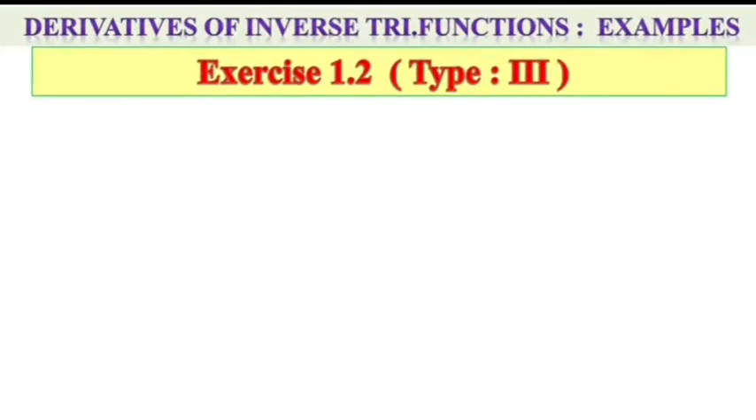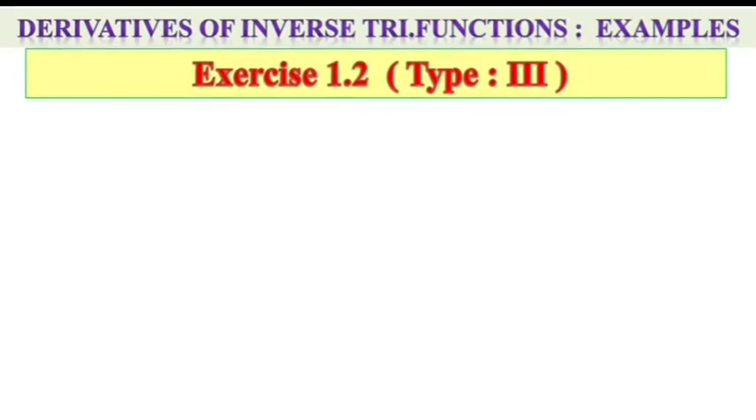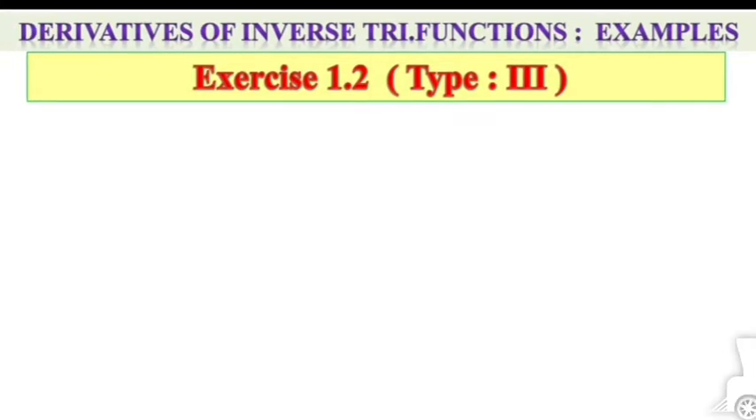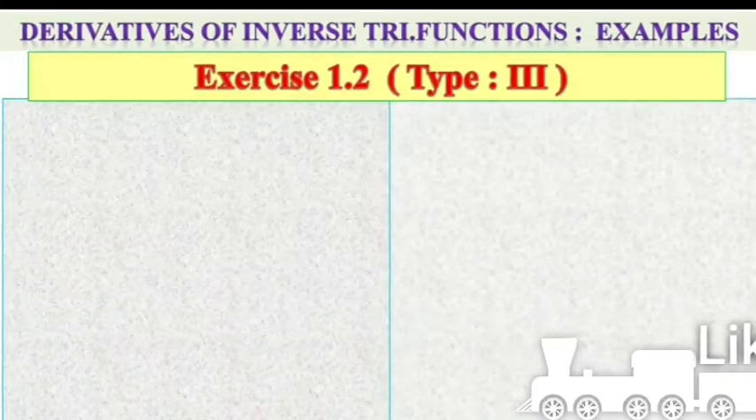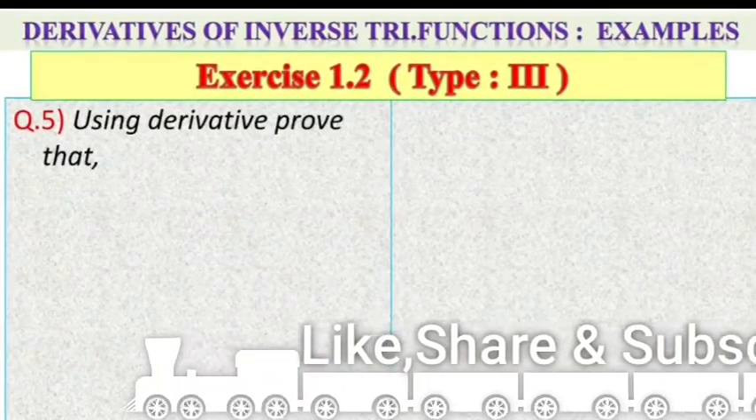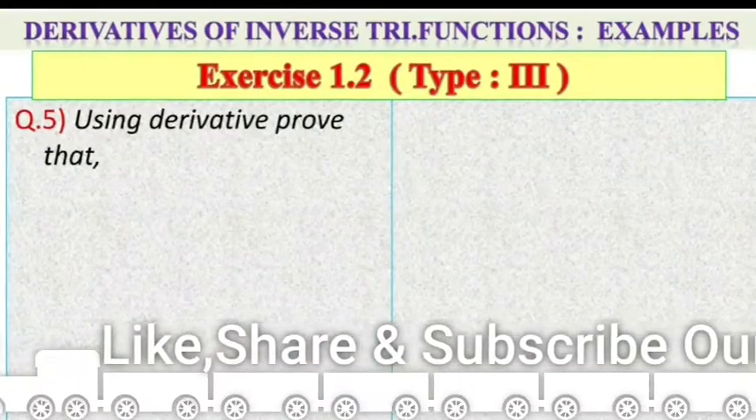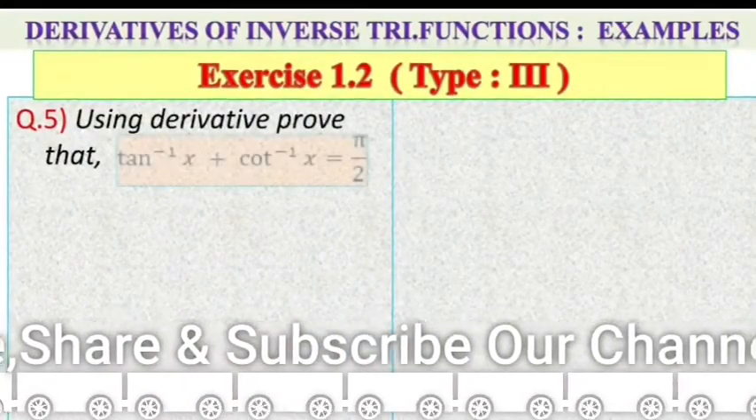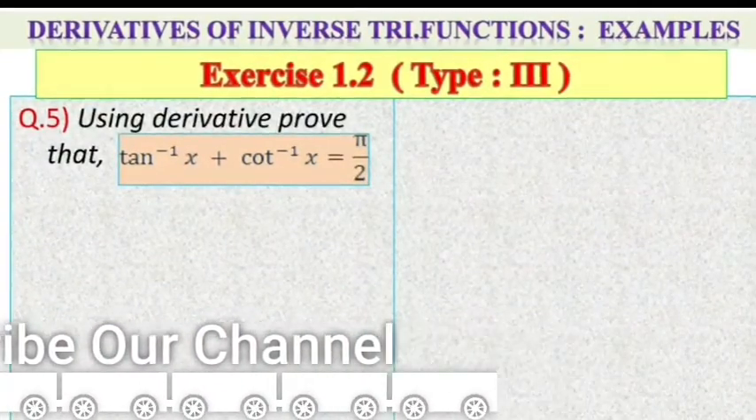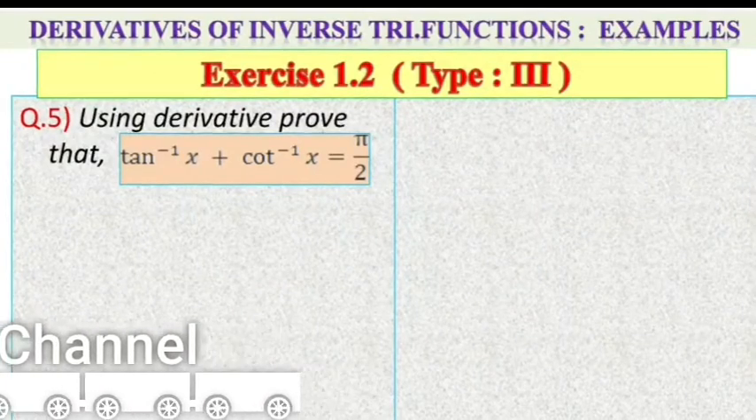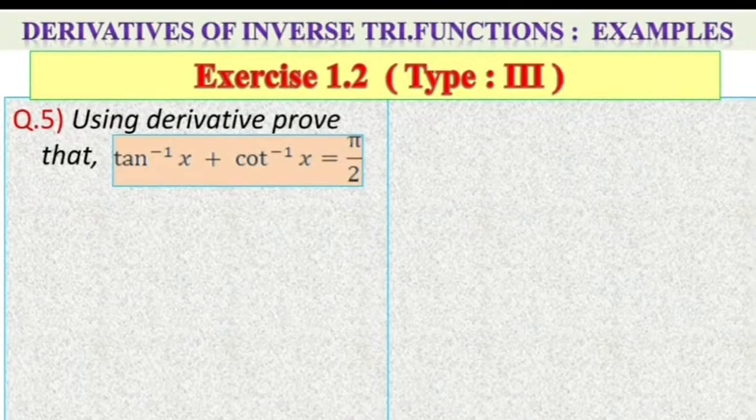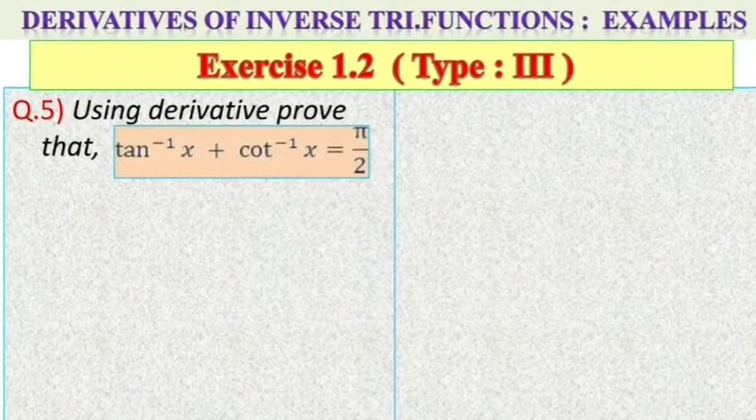Now we have to introduce here the derivatives of inverse trigonometric functions, exercise 1.2, type number third. Firstly, we take the example question number 5 from exercise 1.2. The question is: using derivative, prove that tan inverse of x plus cot inverse of x equal to pi by 2. That means the formula which we already discussed has to be proved here. Now we start the proof of the given example.